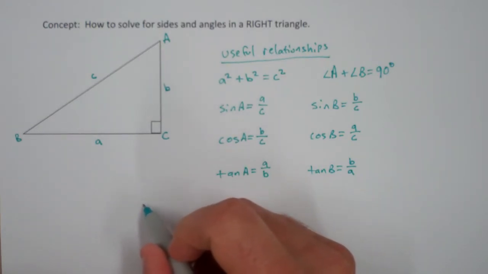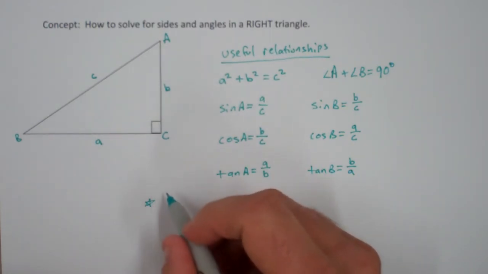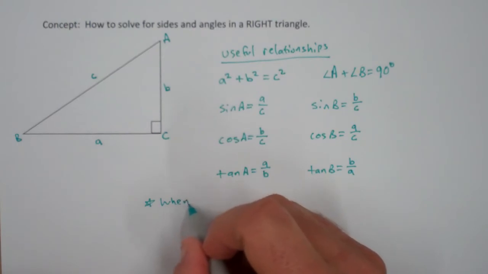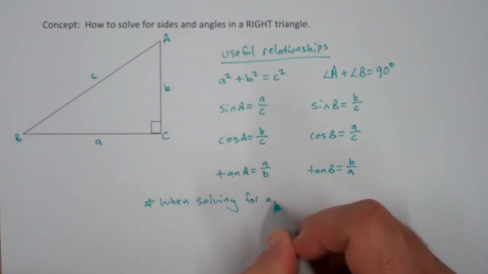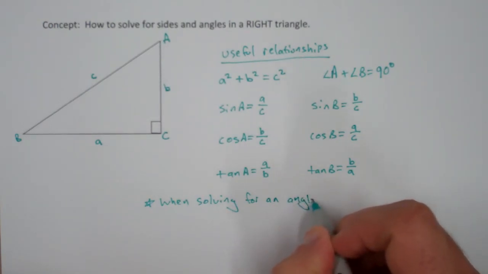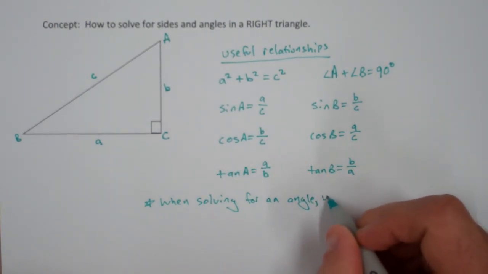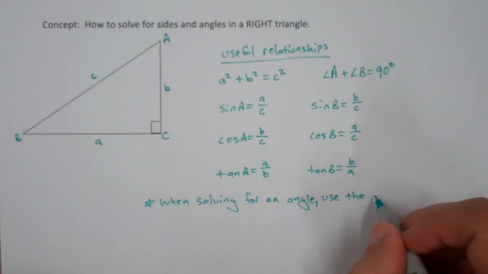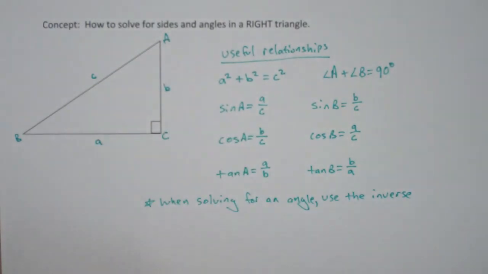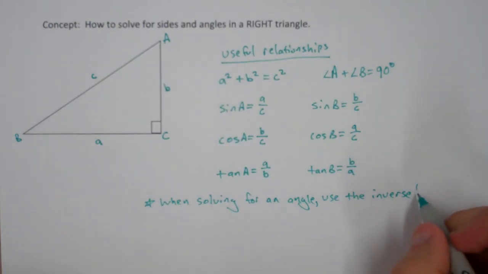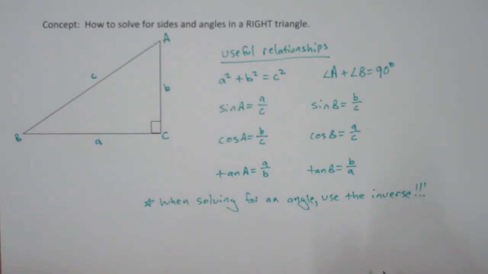Also, I'm going to write this little note down here too. When solving for an angle, use the inverse. So if you don't have either one of these angles, you're going to need to use the ratio of the sides to solve for the angle, and you need to use the inverse when you're solving for an angle.